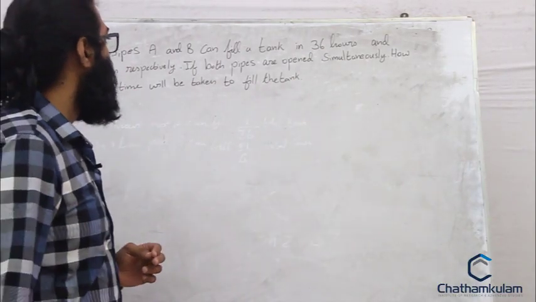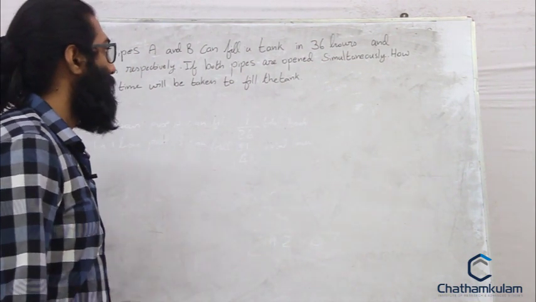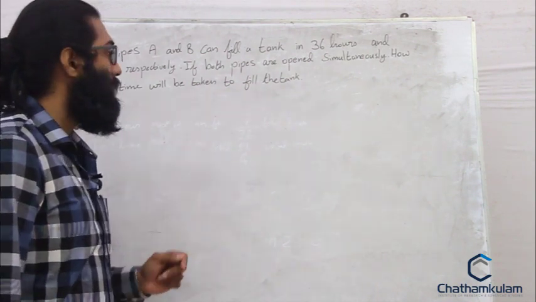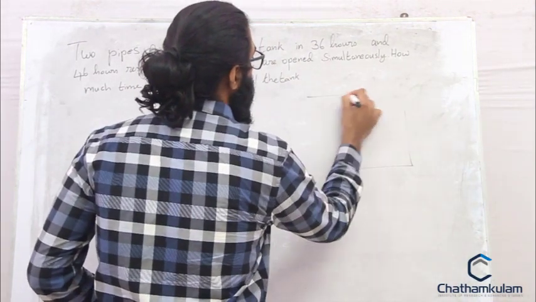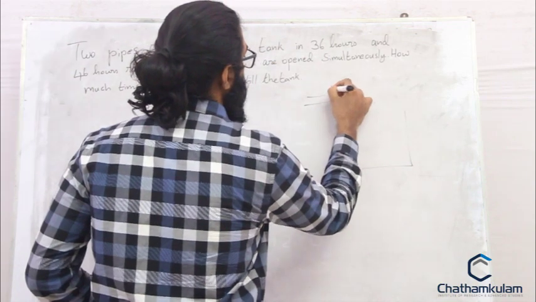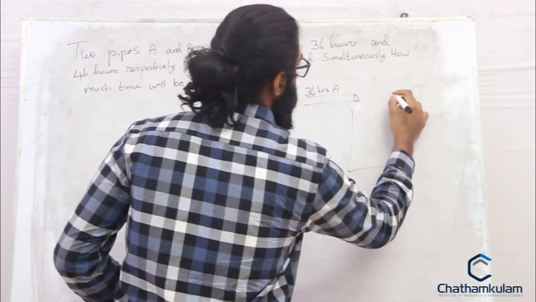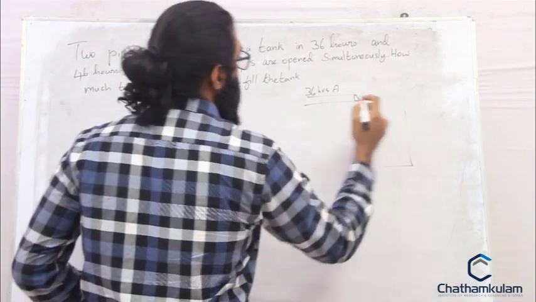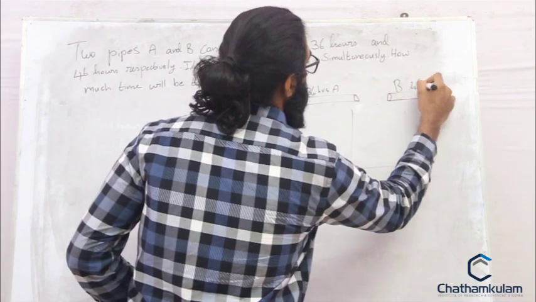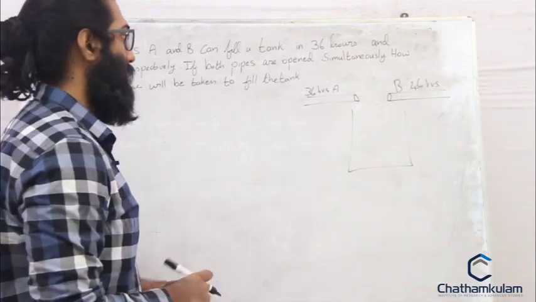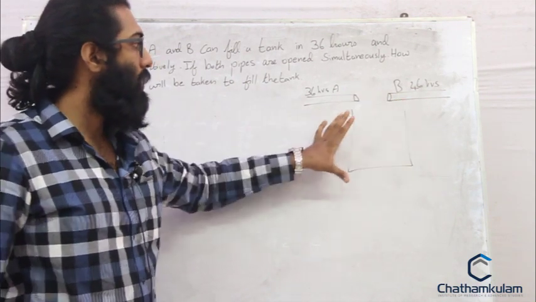Two pipes A and B can fill a tank in 36 hours and 46 hours respectively. If both pipes are opened simultaneously, how much time will be taken to fill the tank? So in the question it's given that pipe A alone can fill the tank in 36 hours, right? And pipe B can fill the tank in 46 hours. So this is given in the question.